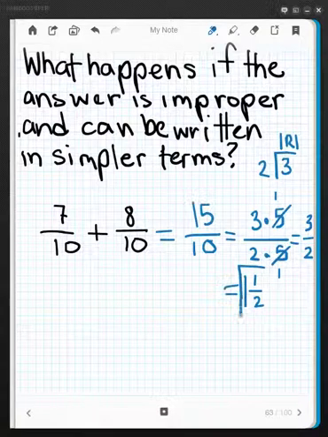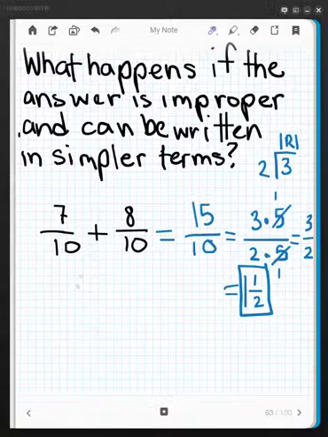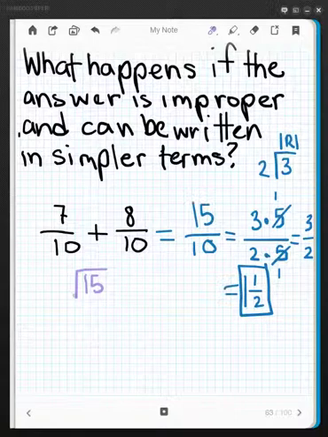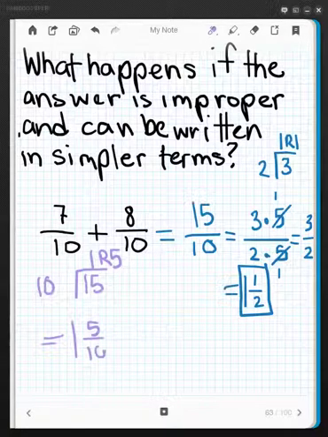And that would be my final answer. Now we could get the exact same answer by changing to a mixed number first. So 15 divided by 10. 10 will go into 15, remainder 5. So the first thing I start with is 1 and 5/10. And then I can focus my energy just on this fraction.